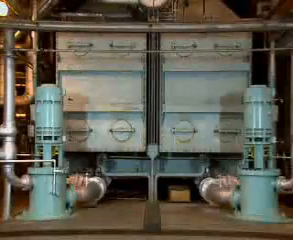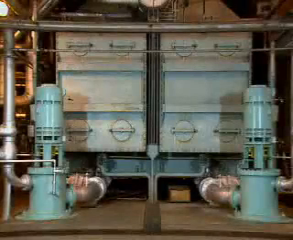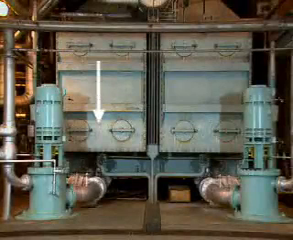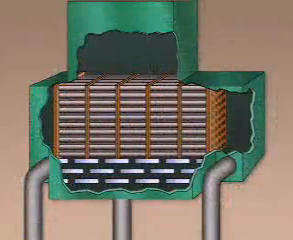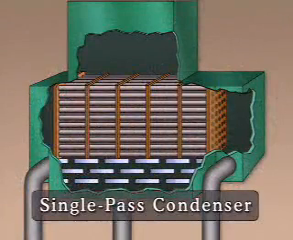Most power plant condensers are shell and tube heat exchangers. In a shell and tube type condenser, steam flows around the shell side, while cool circulating water flows through the tube side. Here's a simplified illustration of one common type of shell and tube condenser, a single-pass condenser.